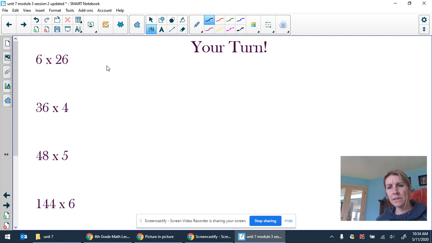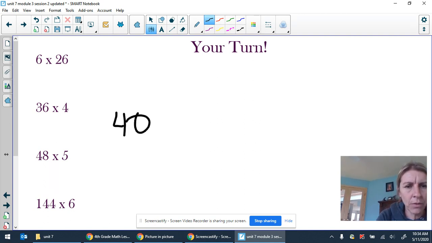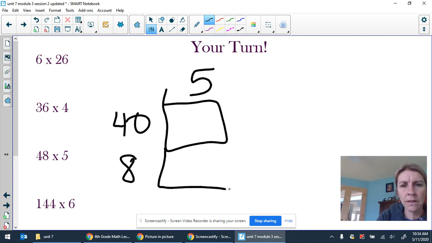So 48 times 5, I break up the first factor in this, which is 48. I do 40 and 8. So I'm going to go like this, 40 and 8. That represents 48, and then put the 5 up here. So I have this, and then this.